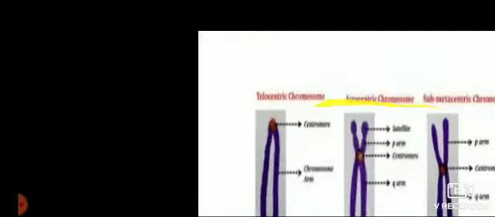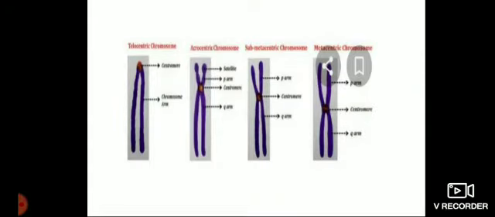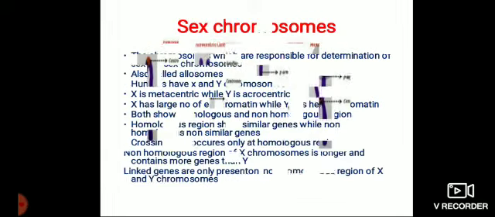So there are 4 types of the chromosome: metacentric, V-shaped; submetacentric, L-shaped; then acrocentric, J-shaped; and telocentric, I-shaped.